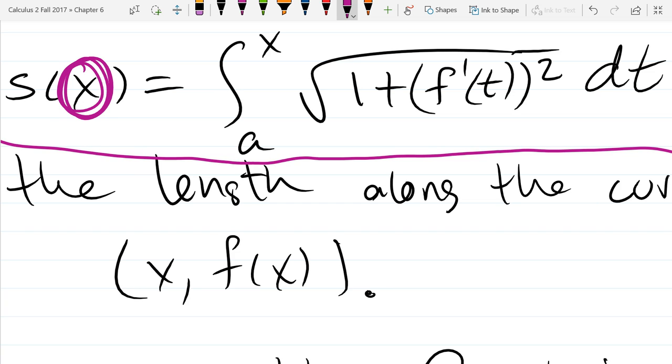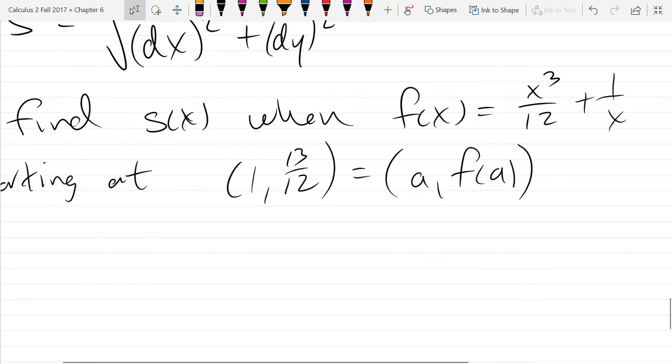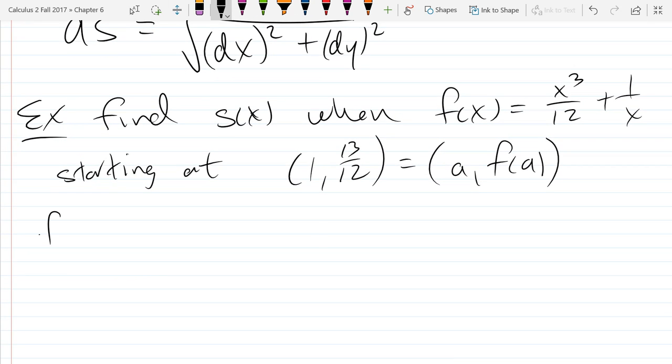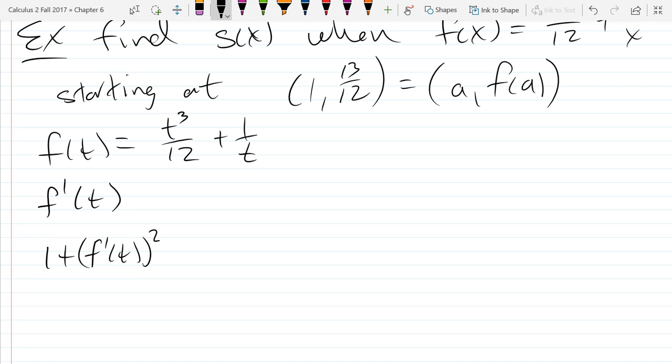So let's say I wanted the path to be 100 units long. I could figure out what x value that curve would end on by setting s of x equal to 100. I can solve for x. So it lets me change how far to go on the arc length instead of just picking my endpoint right away. All right, so go ahead, use this s of x. Now the easy part, you can just write down f of t is the exact same f function. You just have t cubed over 12 plus 1 over t. So the first thing you need is f prime of t, and then 1 plus f prime of t, just the f prime part squared. So go ahead and find those two parts, and then plug it into the s of x function.